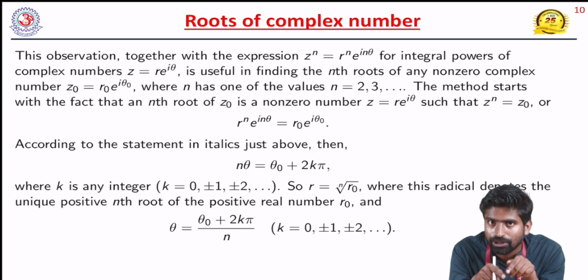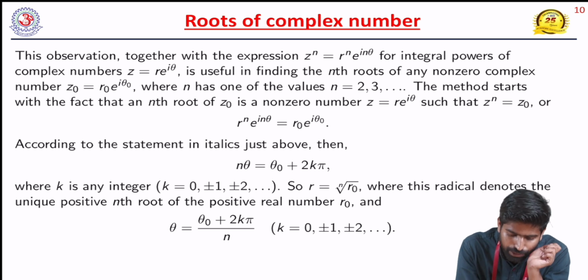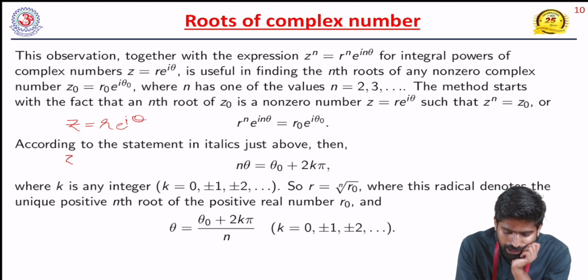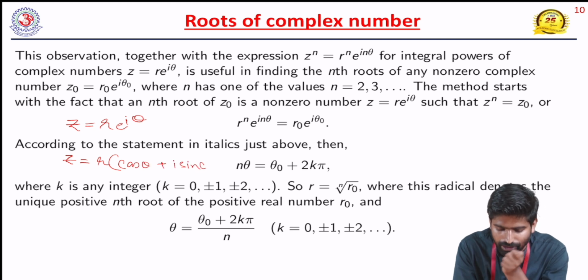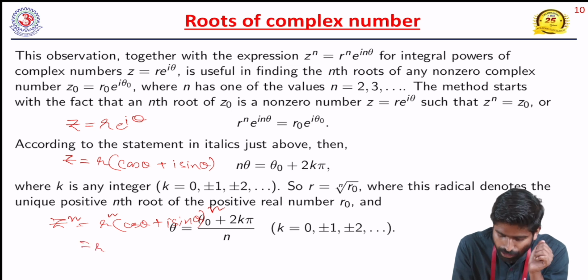Now this observation, that the representation has infinite choices, will help us to find the nth root of any given complex number. For example, if you are able to write z equals r e to the power i theta, that is r times cos theta plus i sin theta. Now if I write z to the power n, for n an integer, it becomes r to the power n times cos theta plus i sin theta to the power n. This r to the power n is no problem, because it is a real number.